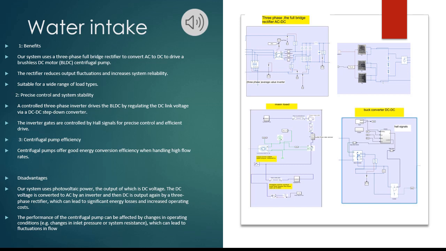I used a rectifier to rectify the three-phase AC power to reduce output ripple. The power consumption is evenly distributed to improve system reliability, and the BLDC motor is controlled by Hall signals to ensure accurate control and efficient drive. The disadvantage is that the energy consumption is high, as a DC to AC to DC is used.